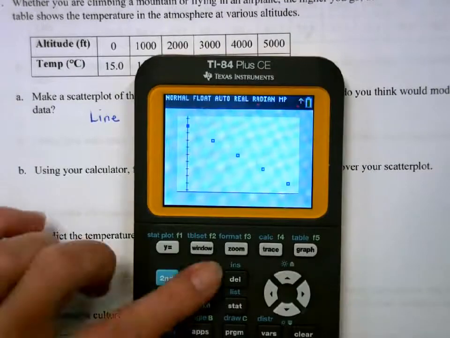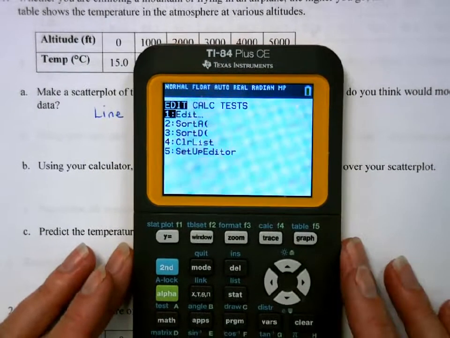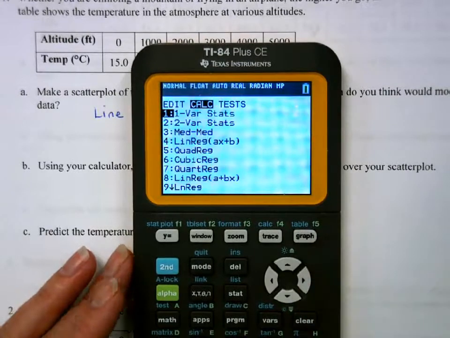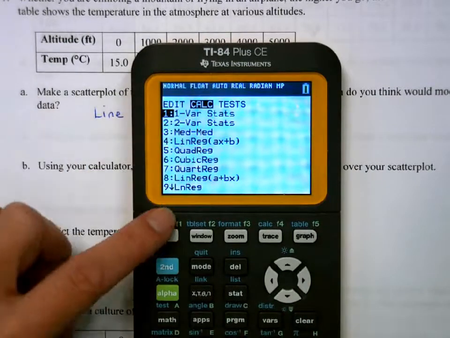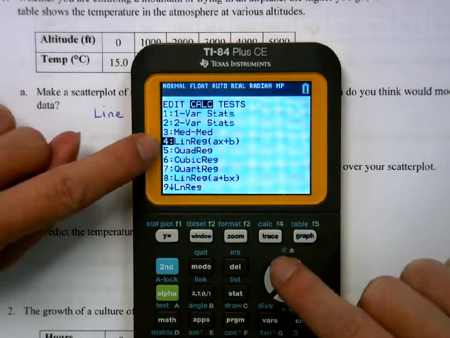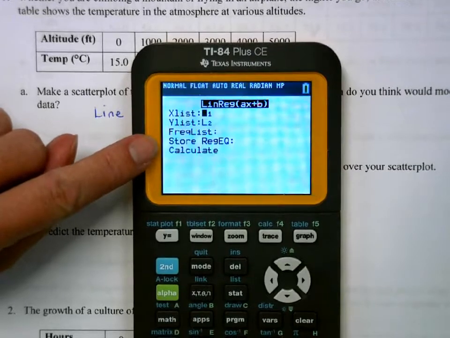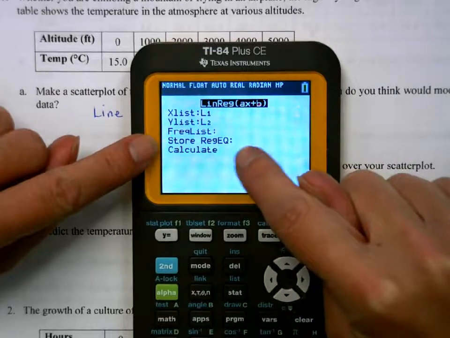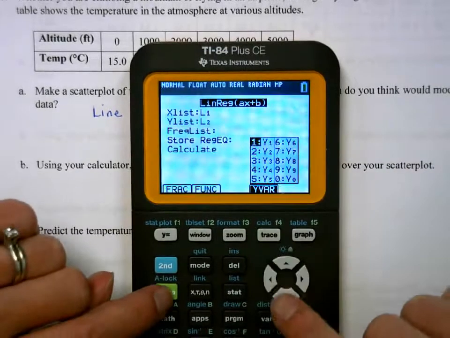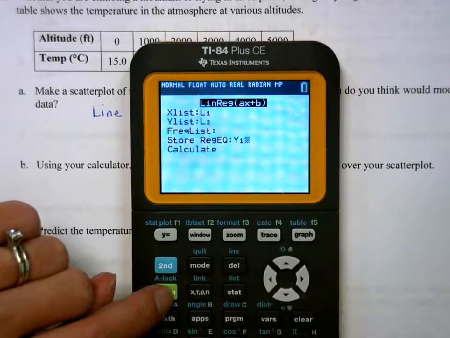All right, so we're going to get out of here. You're going to go again to that stat menu. Now we're going to go to calc, and there's lots of options here. The one we want is number 4, the linear regression, and we can tell it's a linear because it even gives us the equation of the line. Okay, so we want list 1, list 2, and we're going to store it in y1. Okay, so if you do alpha F4, that gives us the shortcut menu for y1. Then we're going to calculate.